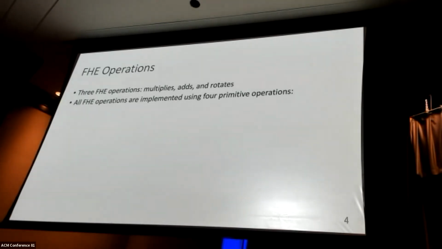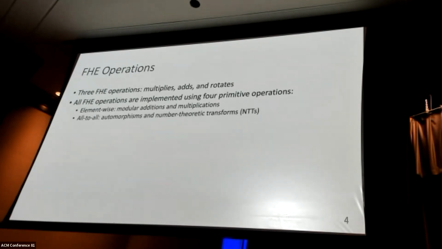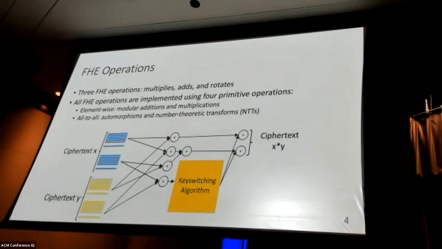Specifically, we need to support four primitive polynomial operations, and these are element-wise adds and multiplies, and two more complicated operations that have all-to-all dependencies between their elements. These are automorphisms, which are structured permutations of coefficients of these polynomials, and number theoretic transforms or NTTs, which are used to speed up polynomial multiplication.